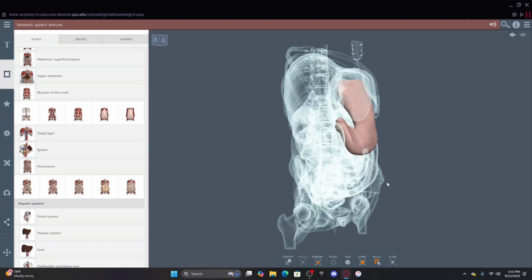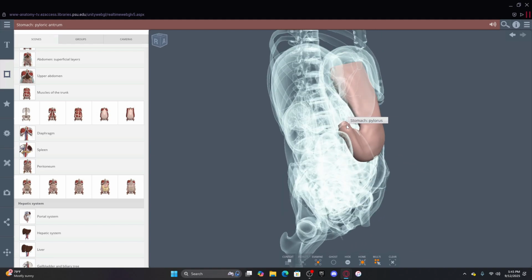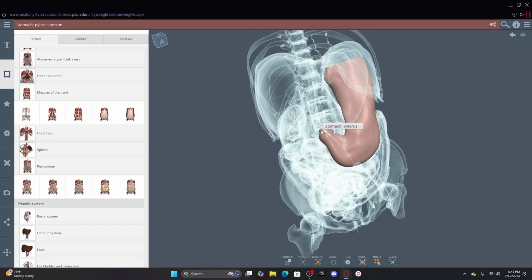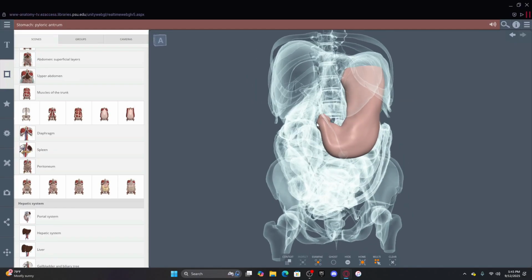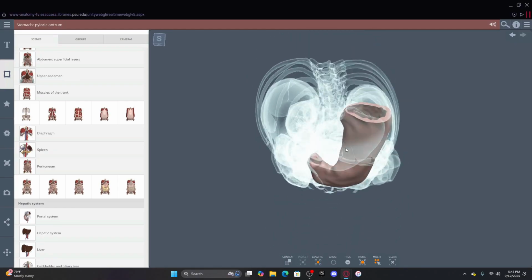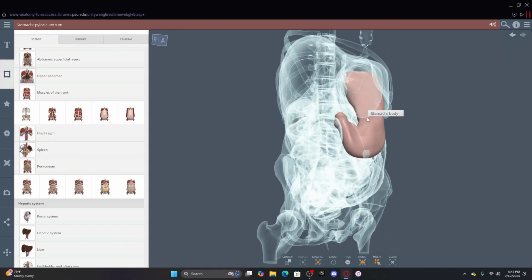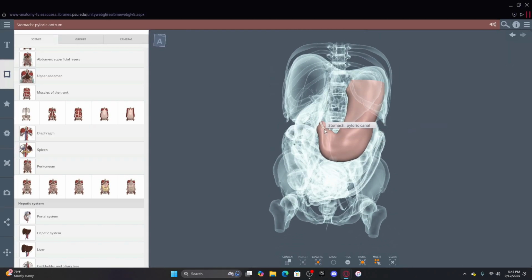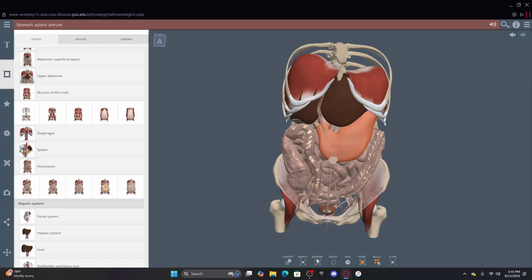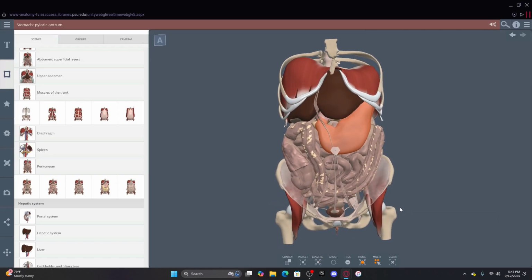So I'm going to examine just so we can see. This is the pyloric sphincter.